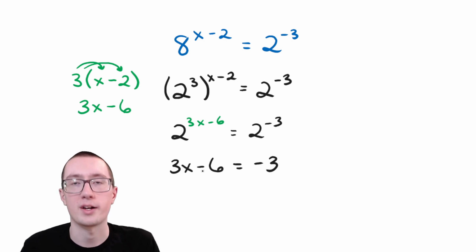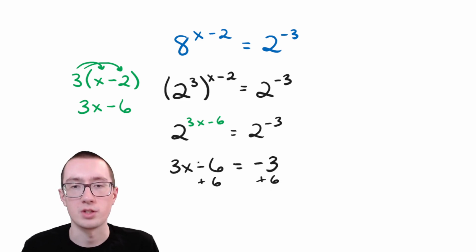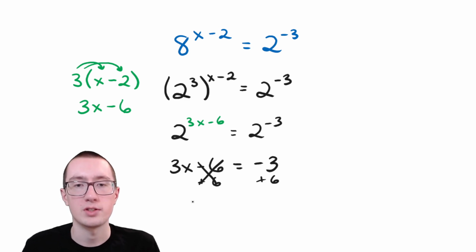And now we can just solve for x like normal. I'm going to get rid of the minus 6 first because it's less attached to x. So we need to do the opposite of minus, which is plus, to get rid of it. So these cancel out, and on the left side we just have 3x. And on the right side, we have negative 3 plus 6. That's the same thing as 6 minus 3, which is 3.